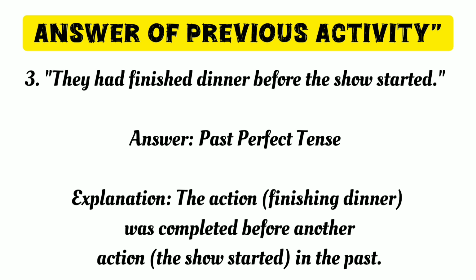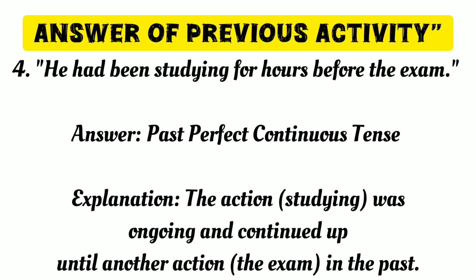3. They had finished dinner before the show started. Answer: past perfect tense. Explanation: the action, finishing dinner, was completed before another action. The show started in the past. 4. He had been studying for hours before the exam. Answer: past perfect continuous tense. Explanation: the action, studying, was ongoing and continued up until another action, the exam, in the past.